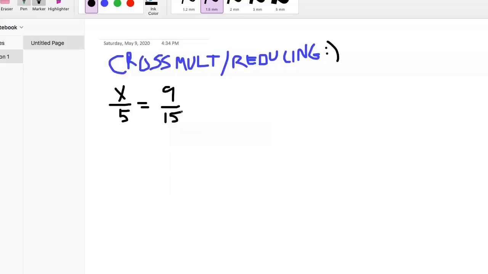This is just pretty straightforward. They want you to cross multiply these two. That's really the only way you're going to be able to figure that out. When you do that, 15 times x is 15x, and 9 times 5 is 45. Once we're here, just go ahead and divide each side by 15.